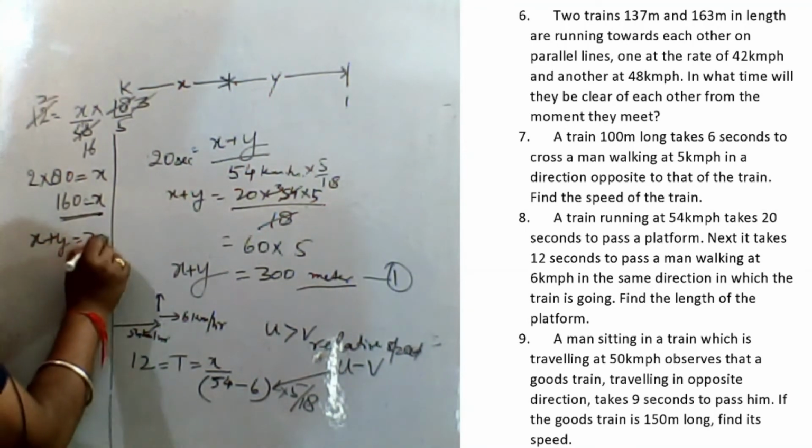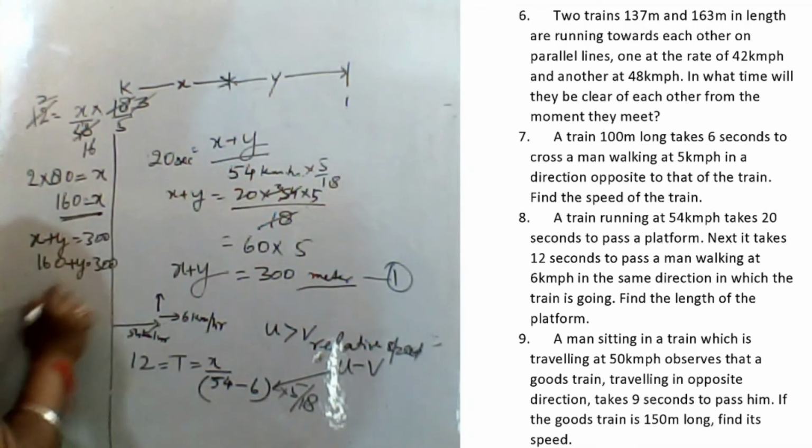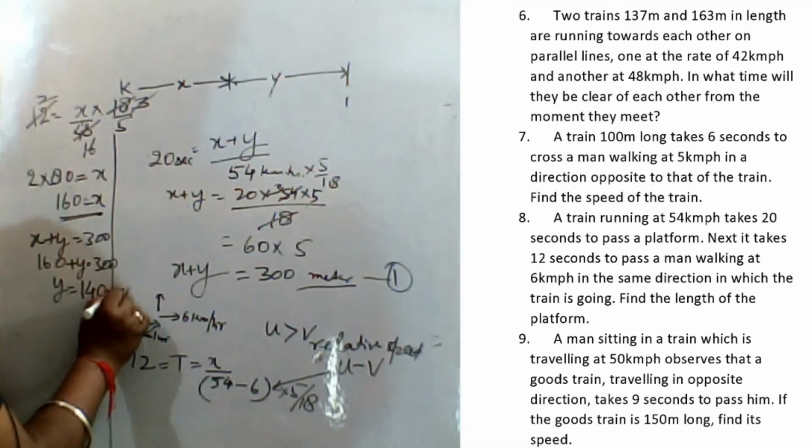x plus y is equal to 300. So x is 160, plus y is equal to 300. So y is equal to how much? 140 meters is the length of the platform.